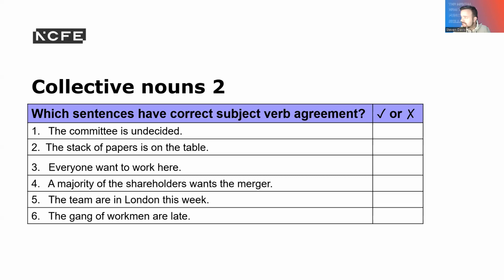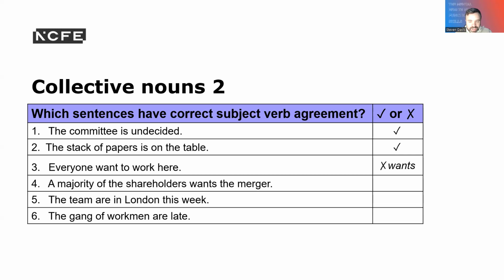The committee is undecided. Seems all right to me, that one. The stack of paper is on the table. I think that reads okay. Everyone want to work here. See, it doesn't sound right, does it? So it's everyone wants to work here because we're talking about more than one person. Good.